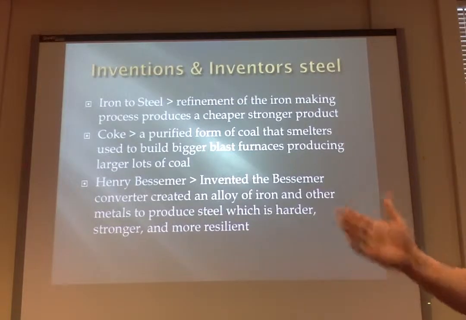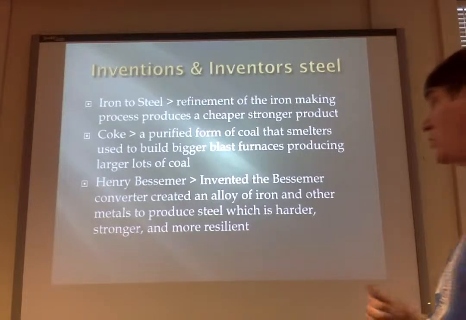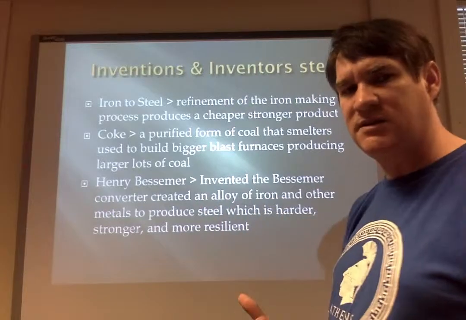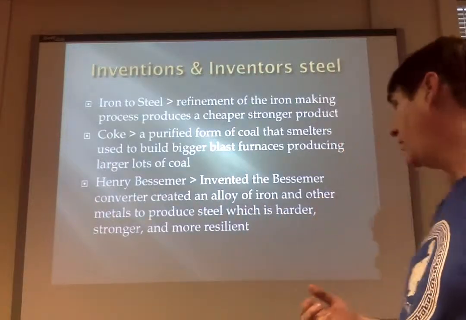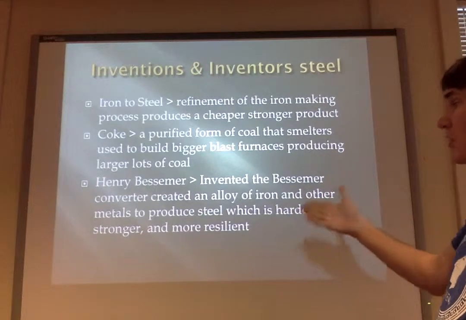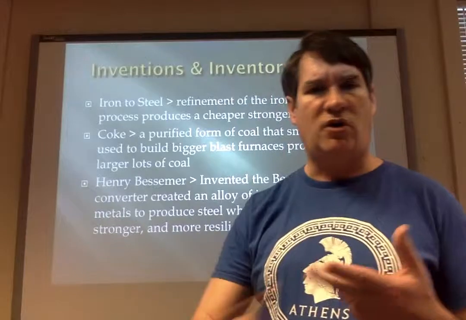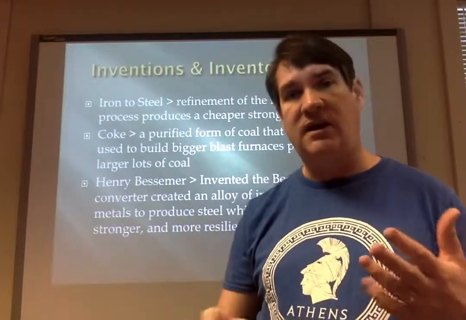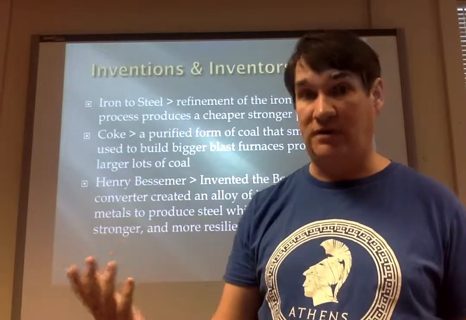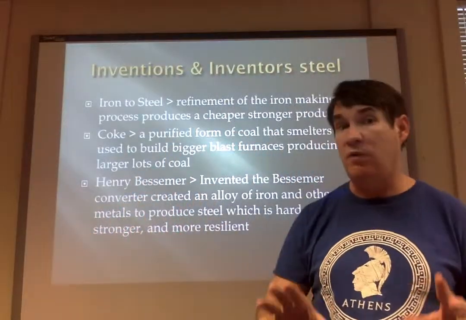Eventually, a scientist named Henry Bessemer would come along, and he would invent a Bessemer converter, which created an alloy, which is iron mixed together with something else, and that would form steel, right? Which is harder and stronger and more resilient. And so this is the best of all worlds. It's cheaper, it's harder, it's more weather resistant, it's flexible, and so now you can use steel to build skyscrapers and larger buildings. Now, we're not there yet, but we will be.